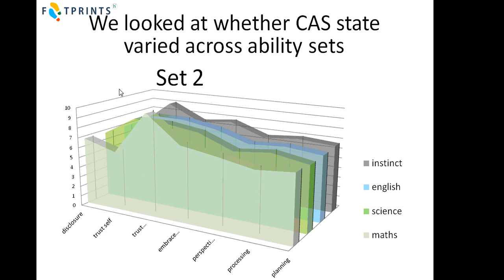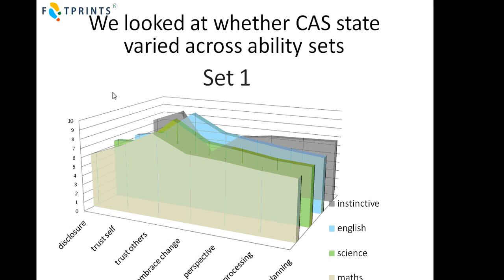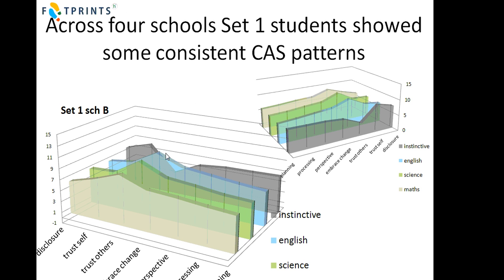Very interesting. And then when we looked at set 1, we found this very interesting pattern. We found that, again, similar to set 2, the students started off with a high trust of themselves, and then that drops right down. We'll see that in the next slide. But across all 3 lessons here, their trust of others peaks and is much, much higher than their instinctive trust of self. So let's look at that same data.